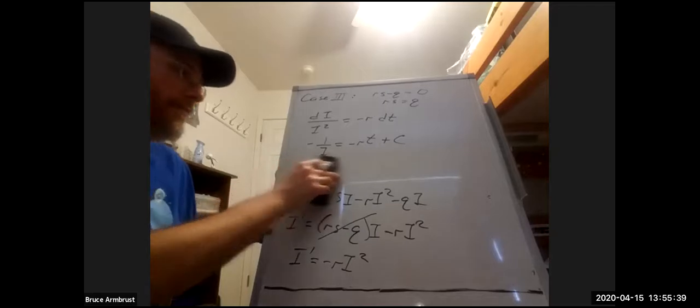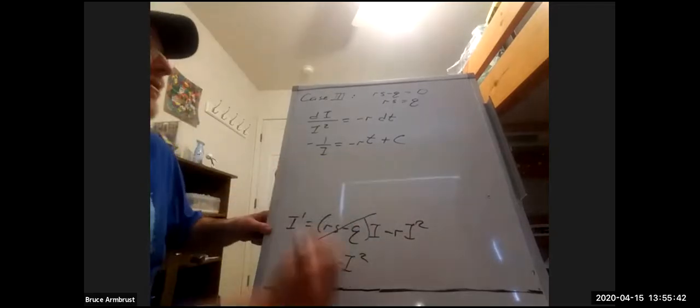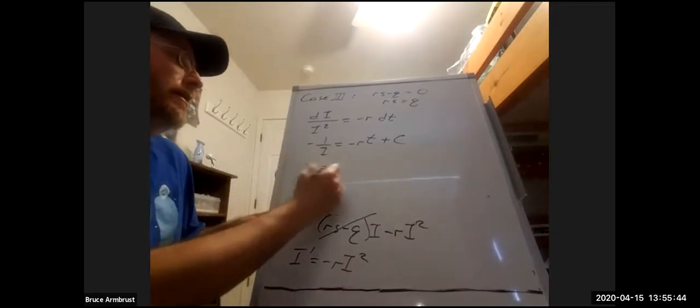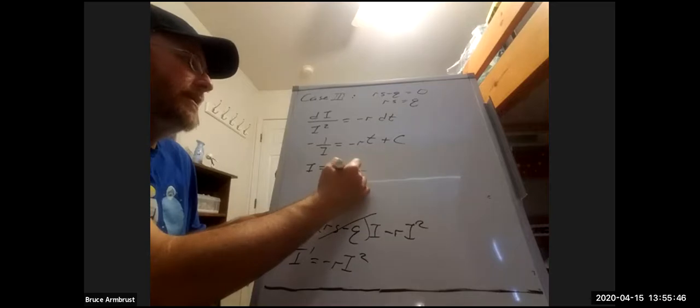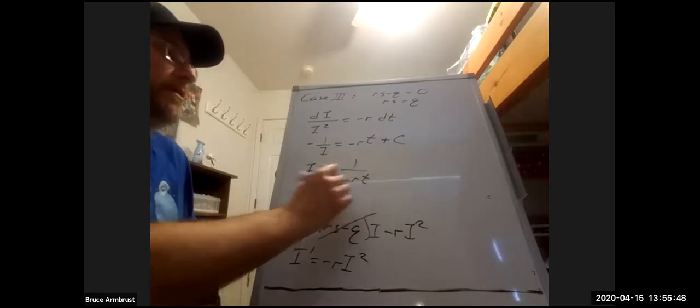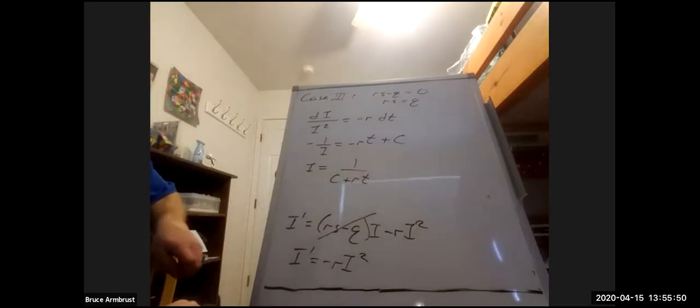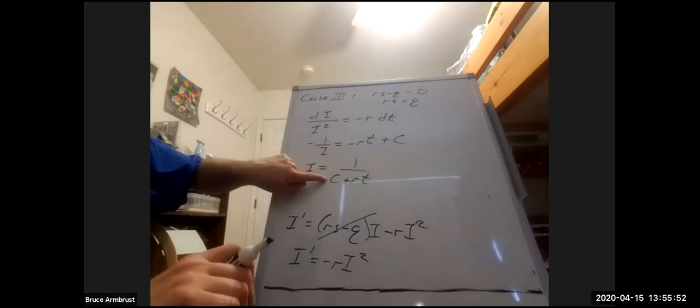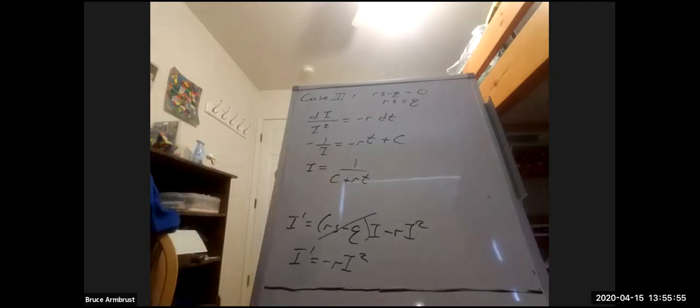So if we solve that for I, we're going to get I is equal to 1 over C plus RT. I know it should technically be a minus C, but since C is arbitrary, I'm just going to leave it like that.